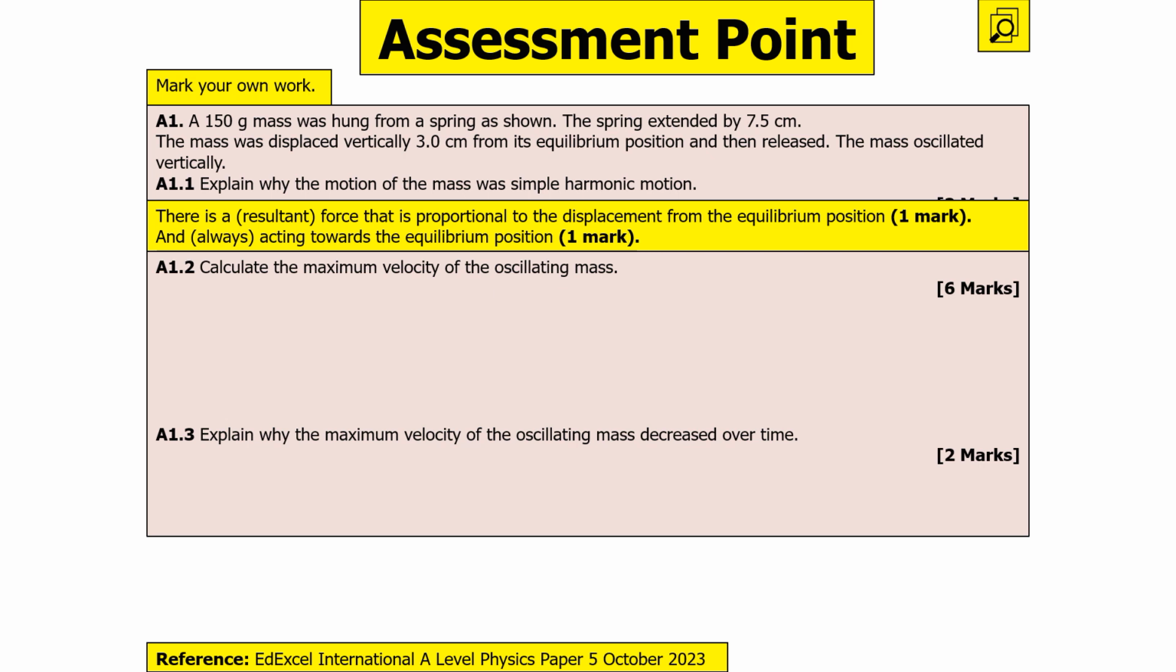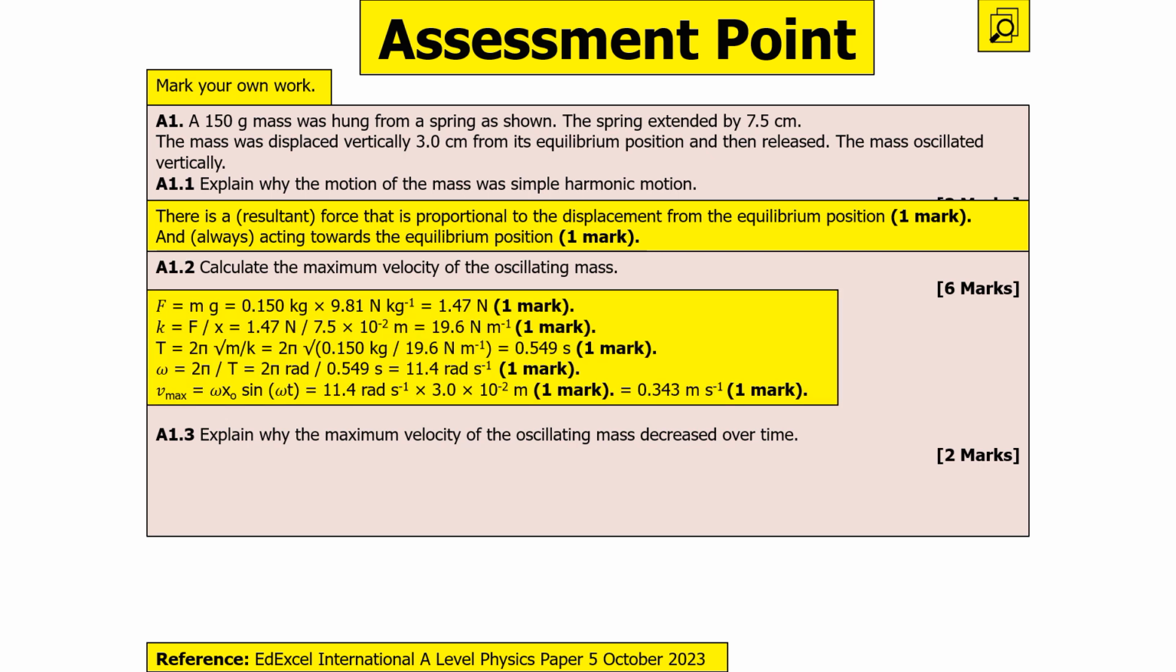Now in this next question, think of all the information you've got. You can say F equals mg, so it's 0.150, because we're converting grams into kilograms, times 9.81, which is 1.47 newtons. We know the spring constant is F over x, so it's going to be 19.6 newtons per meter. Remember, it gives you centimeters in the question, so convert them into meters.